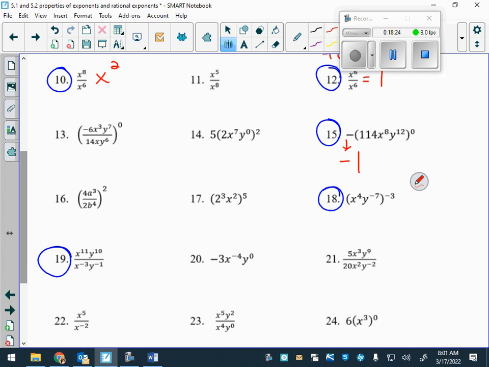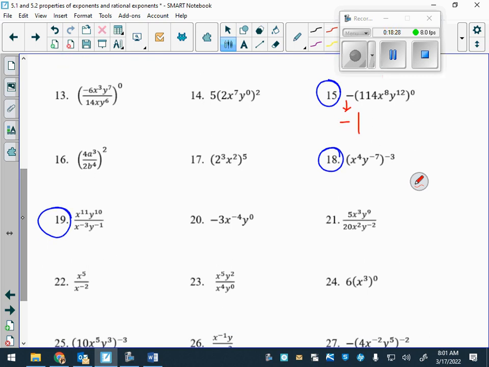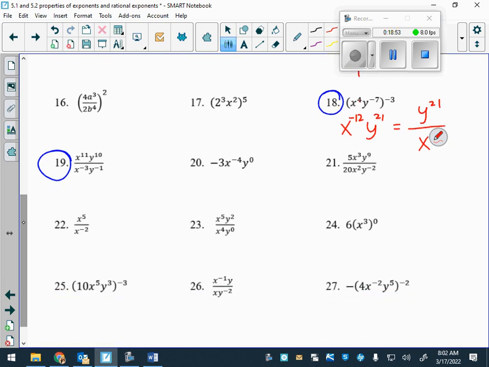Then we have 18 is correct on the board. You're multiplying 4 times negative 3, you get x to the negative 12th. Negative 7 times negative 3 is the 21st. The only thing negative is our x. Y to the 21st over x to the 12th, which is exactly correct on the board.